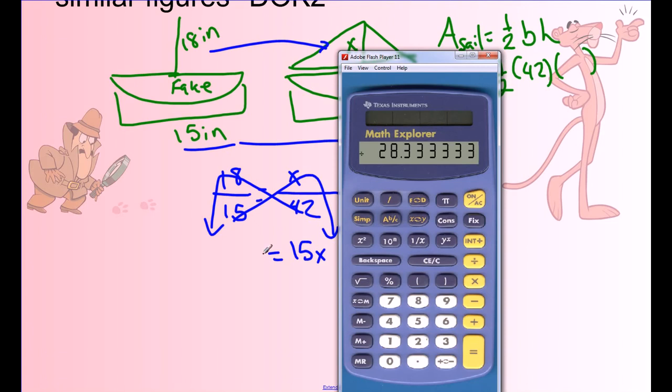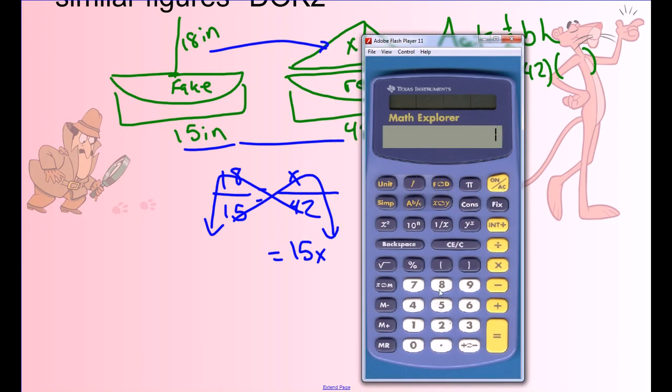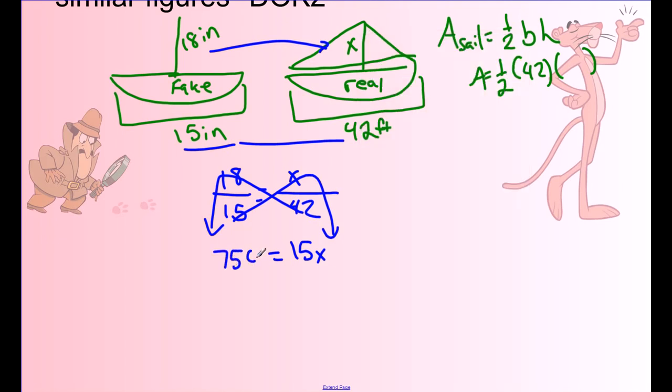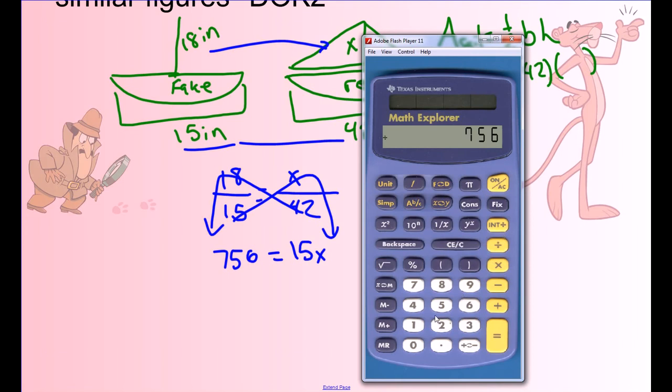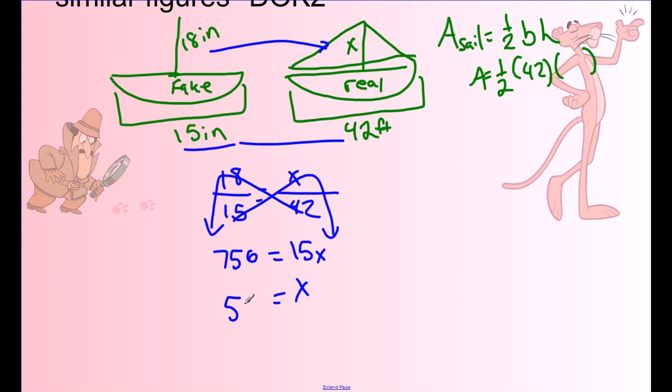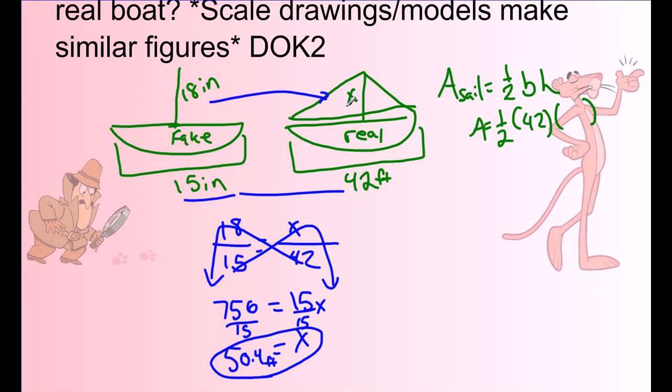15x and 18 times 42 is 756. Divide both sides by 15. That gives me x equals 50.4 feet. So the height of this sail, the missing piece here, is 50.4. That's the information that's needed for here, 50.4.